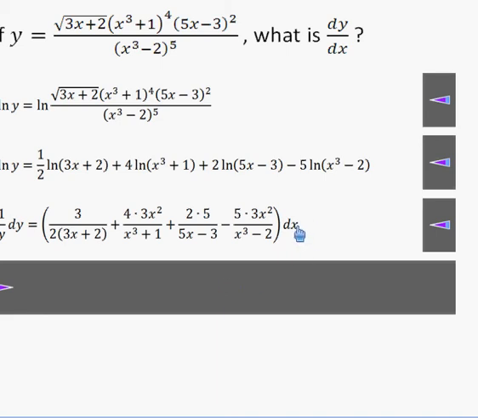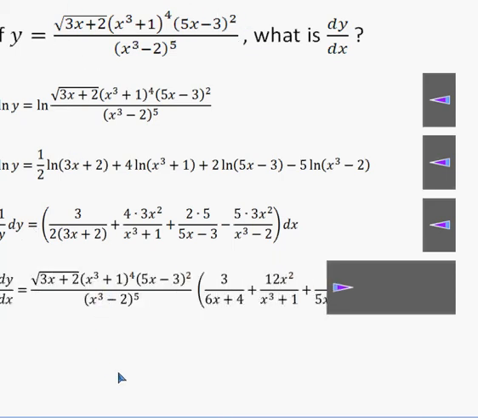We're going to go ahead and divide both sides by dx to get dy dx. Multiply both sides by y, and I'm going to go ahead and substitute the y in at the same time. So I'm going to put this back in for y, and we get our answer. So didn't take us too long. Would have been very, very complicated using the product rule and quotient rule.